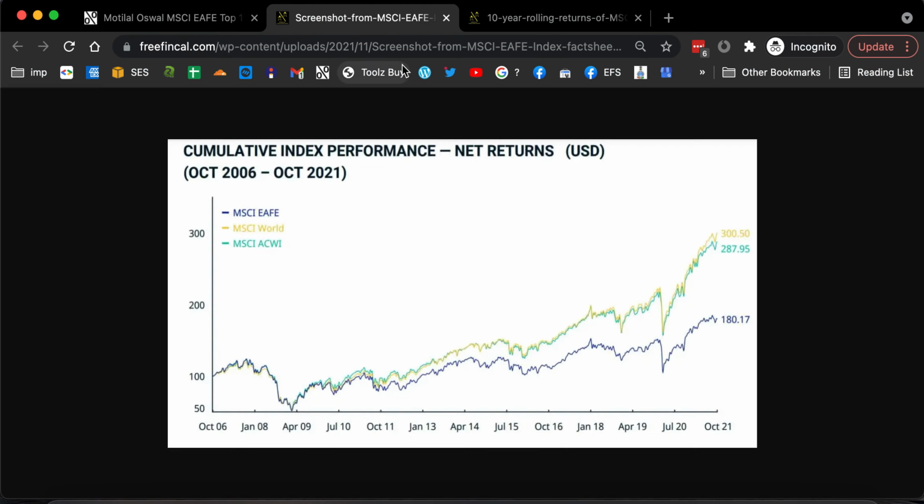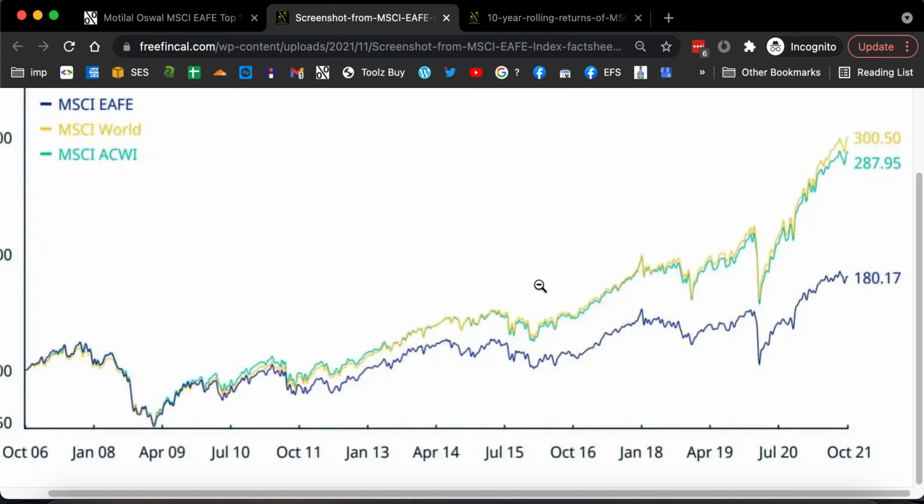Now, to understand how stocks have behaved since the 2008 crash, you can see here, this is a screenshot from the MSCI EAFE fact sheet. The EAFE index is the blue one, which is at the bottom. The world index is the yellow line, and the cyan line is the MSCI ACWI. ACWI is another world index. I forget what ACWI stands for, but the world index, at least in the last few years, is heavily dominated by US stocks, with about 60-70% of US stocks at any given time.